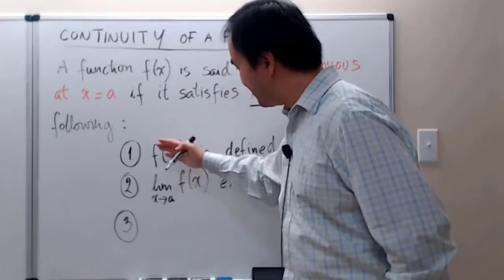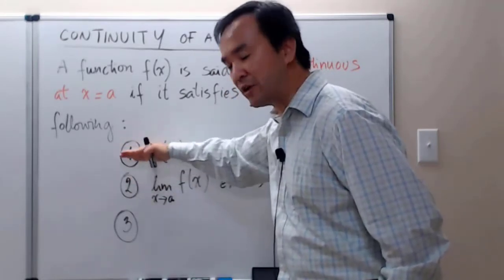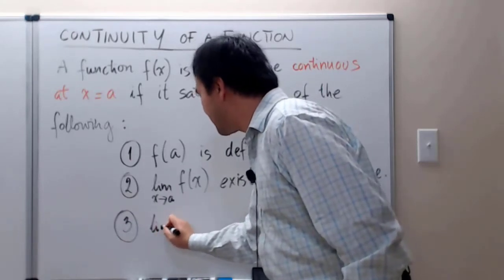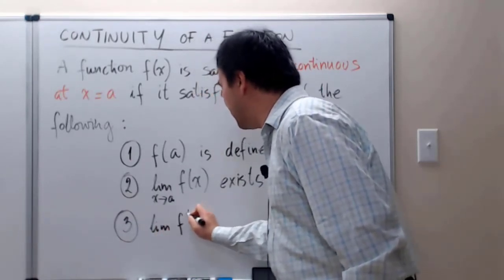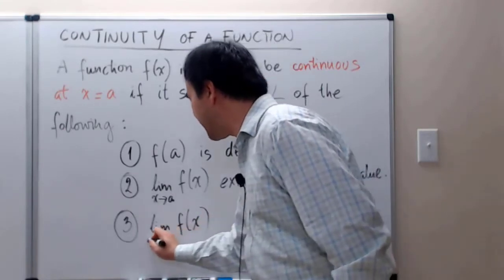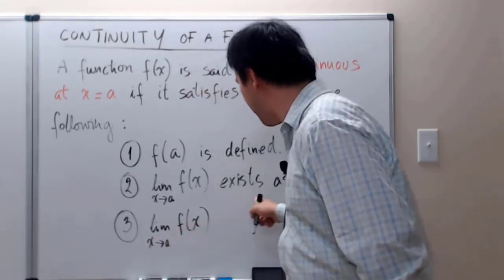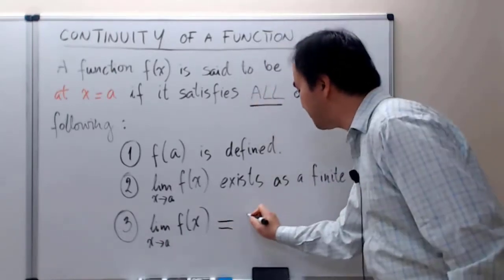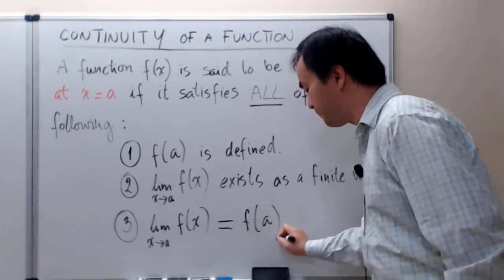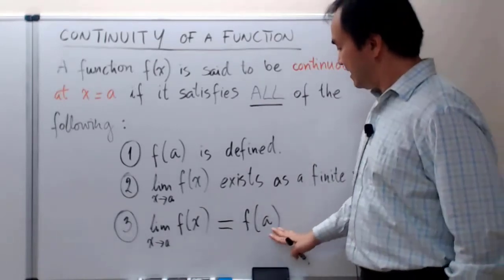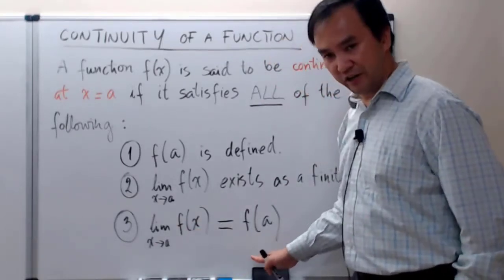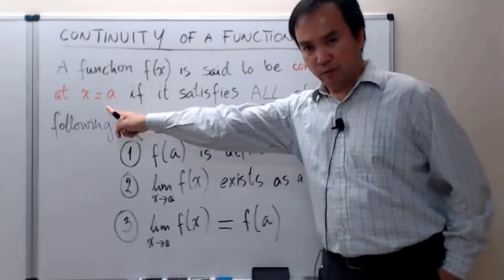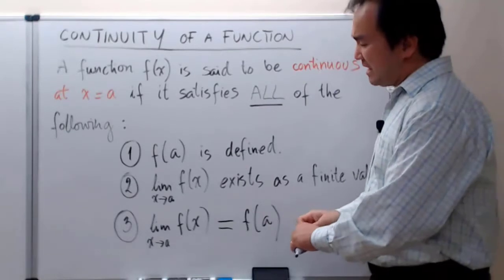And now, after successfully passing these two requirements, 1 and 2 right here, the third requirement is that the limit of the function f of x as x comes to a, that finite existing limit, must also be equal to the function value at a. And that last requirement really determines what it means to be continuous at the given point x equals a.